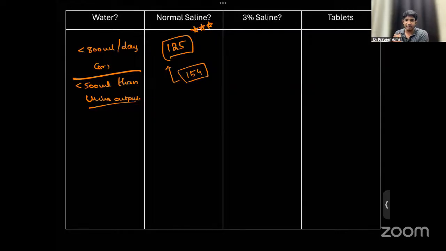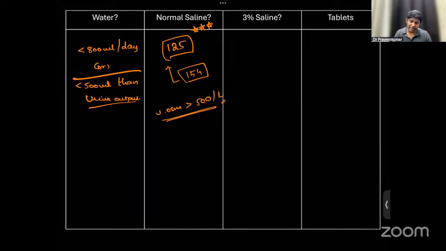Someone says hypernatremia can happen, but this is exactly the answer I expected, because this will not cause hypernatremia. It will further worsen the hyponatremia. I'll tell you why. What did I tell about the urine osmolality in these patients? High. Usually the urine osmolality will be more than 500, that is 500 milliosmoles per liter.